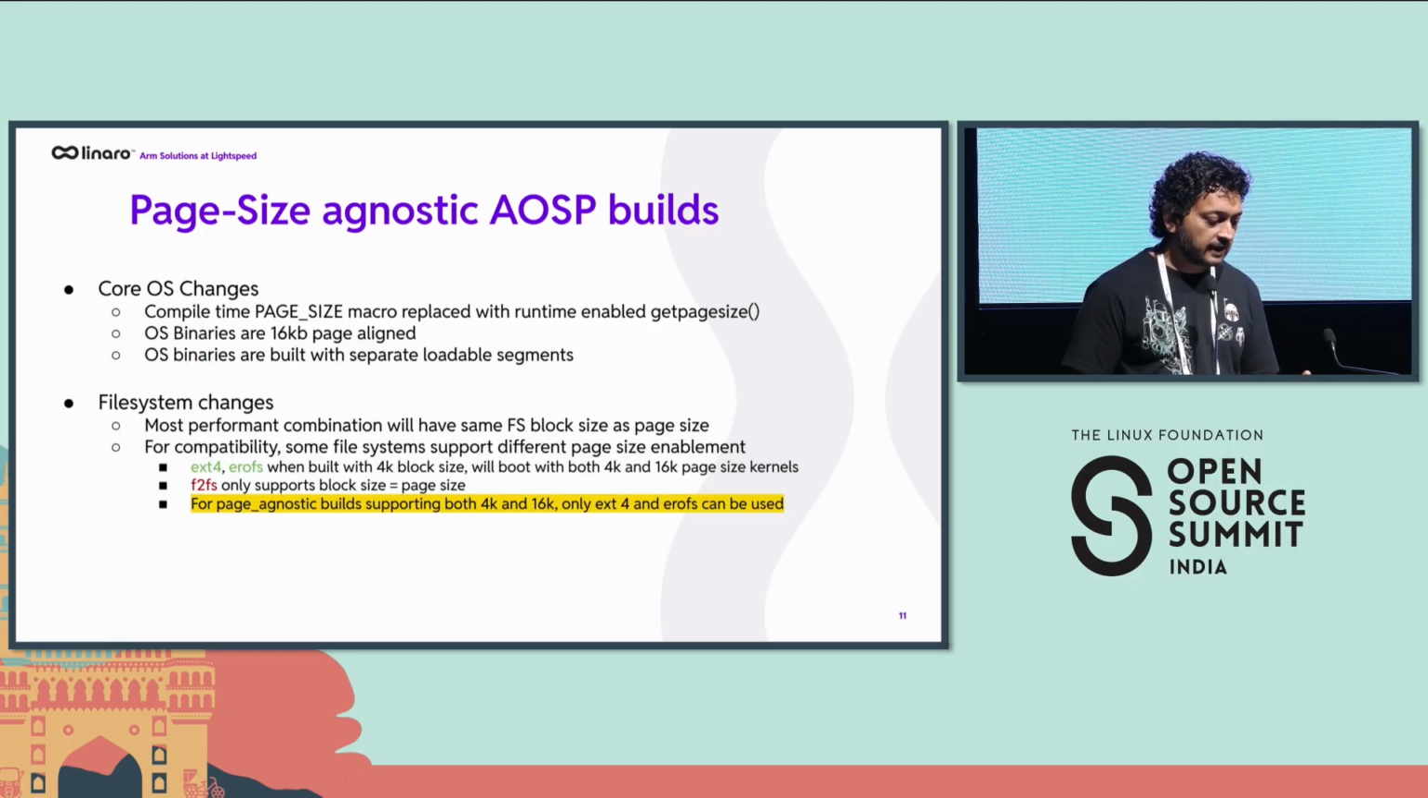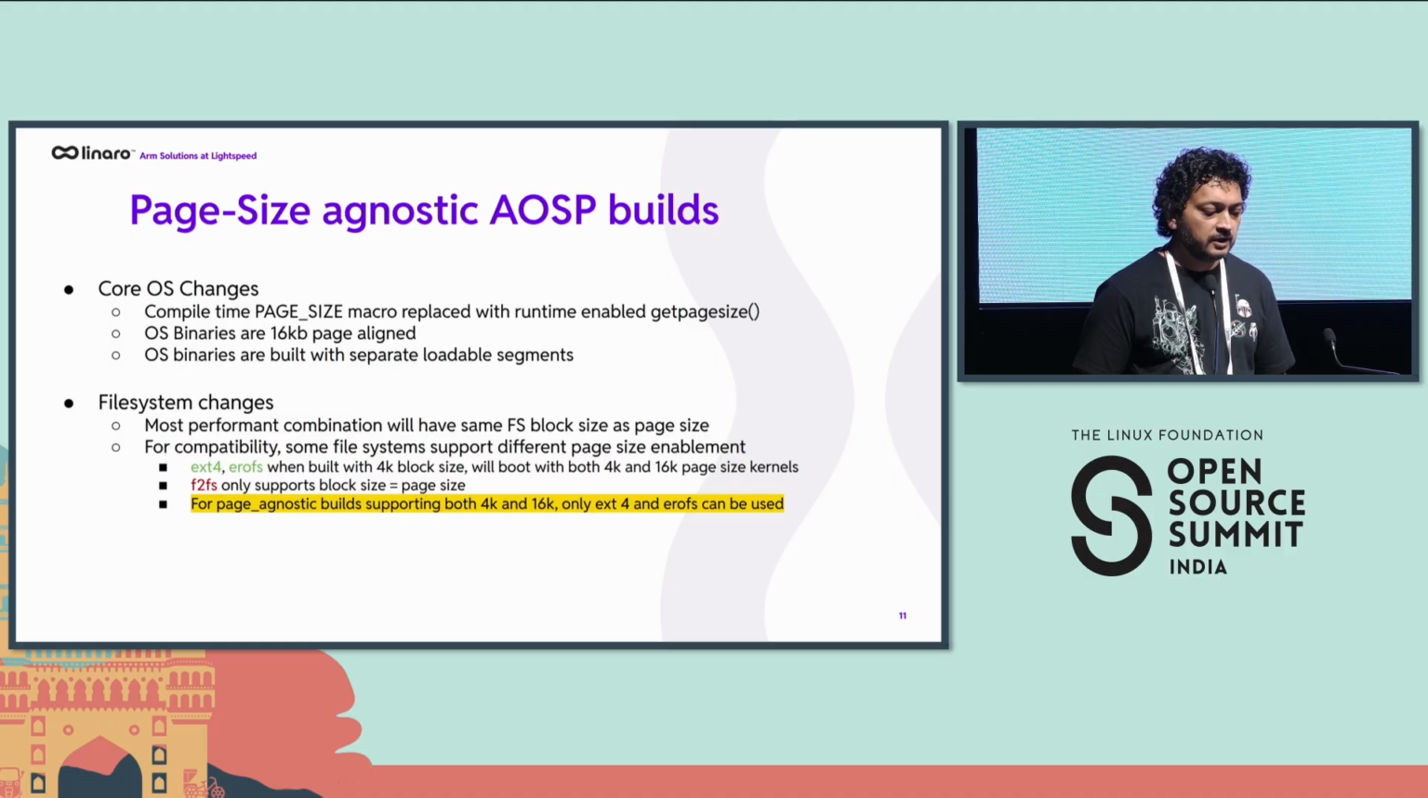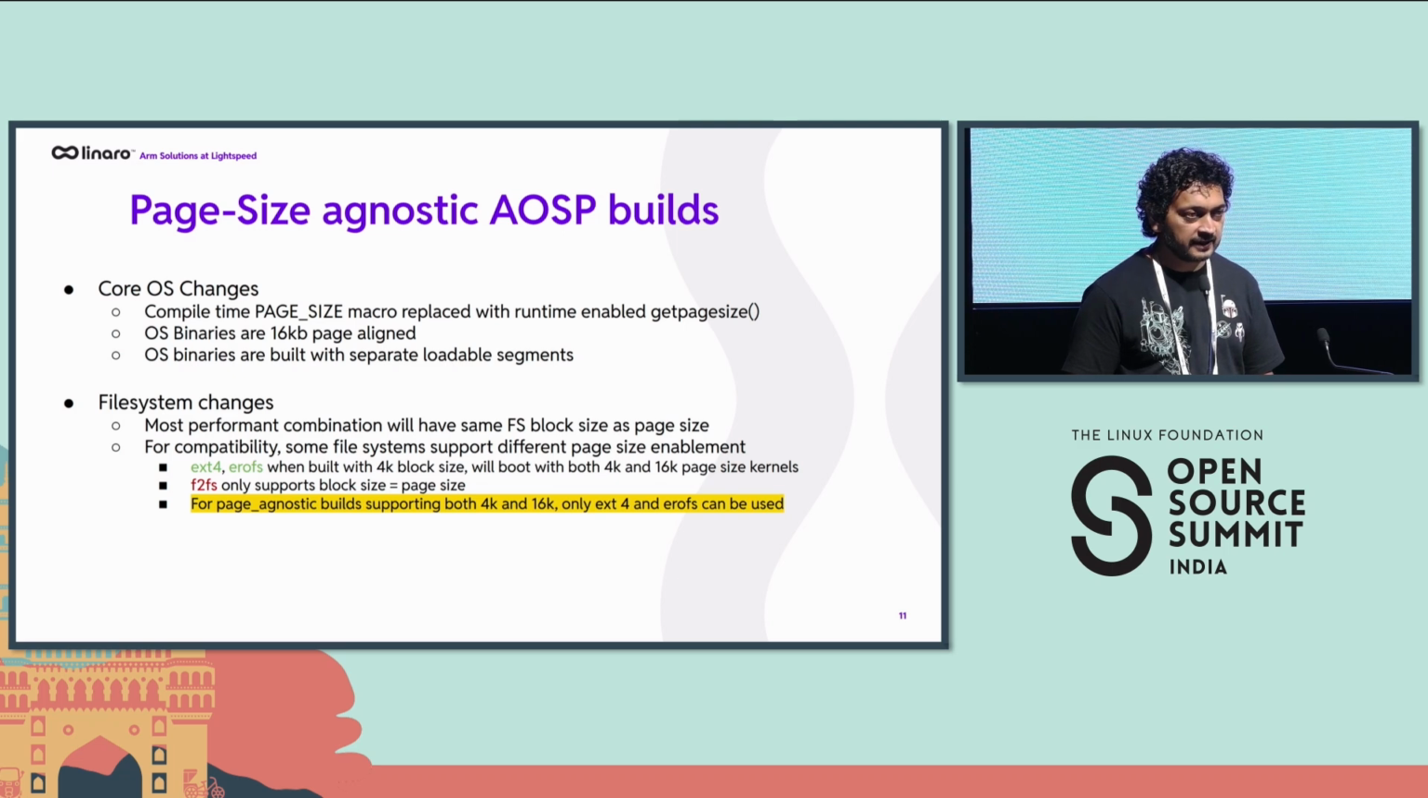Now, due to this current status of file systems, it is advisable to stick to ext4 or EROFS for page size agnostic builds at this point. This could, however, change as the development continues.